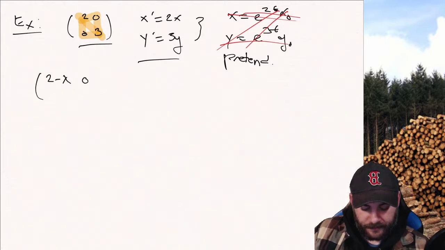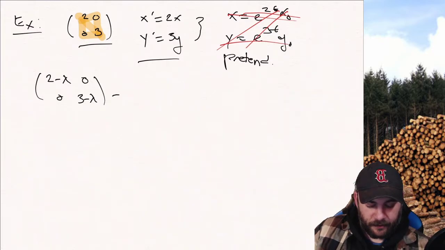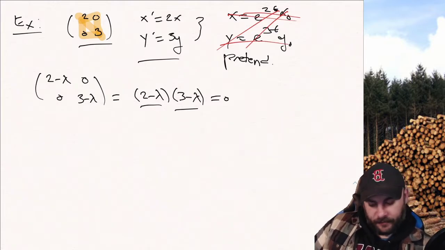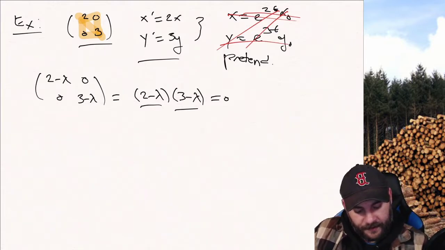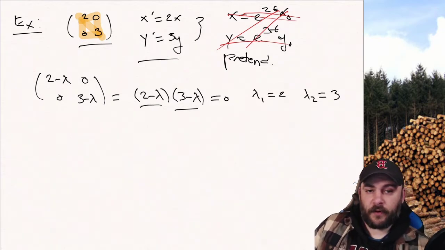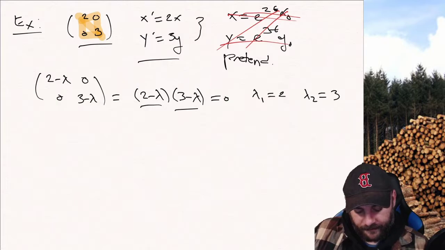2 minus lambda, 0, 0, 3 minus lambda. I have to take the determinant of this, which is 2 minus lambda times 3 minus lambda minus 0, and this needs to equal 0. Hey, I can just read the roots right off it, and it's exactly those elements. Okay? So lambda 1 equals 2, let's say, and lambda 2 equals 3. Again, it doesn't matter which one you make 1 and 2. You just need to be consistent from then on.